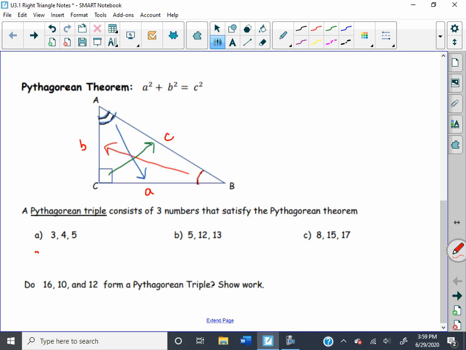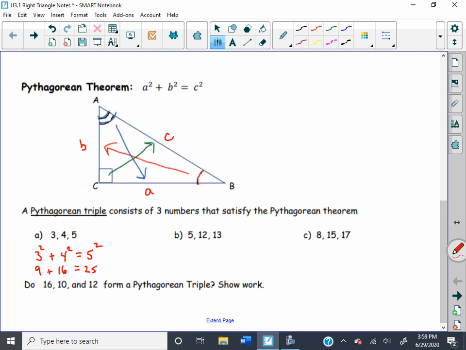So if we did 3 squared plus 4 squared, that should equal 5 squared. And we can verify it. 9 plus 16 is 25, and so 25 equals 25. So the left side equals the right side.